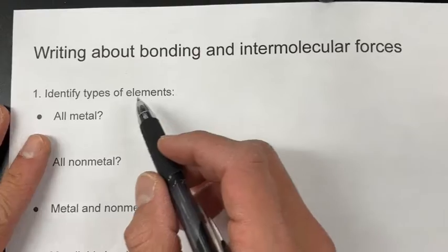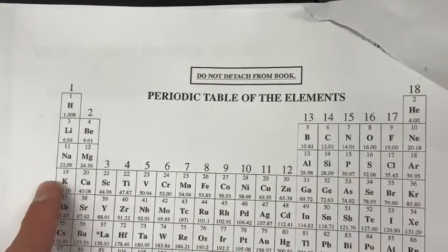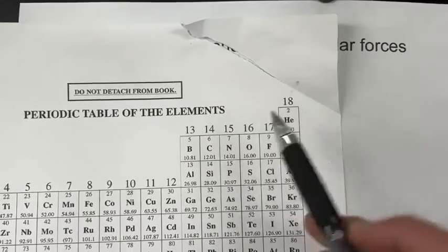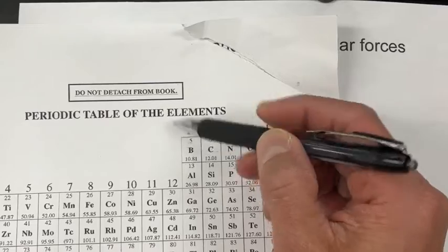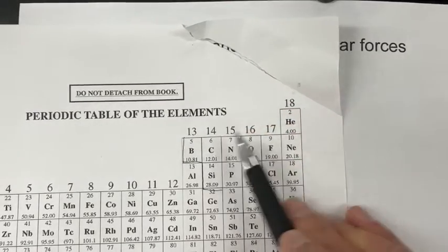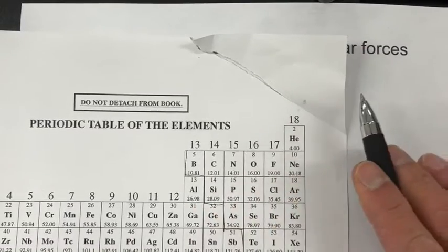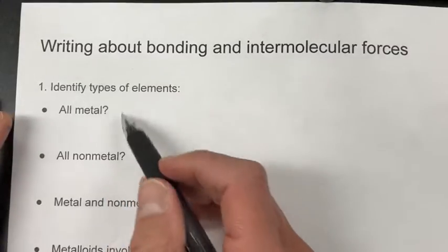Once we figure out the types of elements, remember, if it's on the left side of the periodic table, this side here, it's a metal, except for hydrogen. Hydrogen's a non-metal. There's an imaginary staircase that goes like this. Pretty much on this side here is non-metal. And if it's resting on the staircase, it's a metalloid. So I've figured out the types of elements.